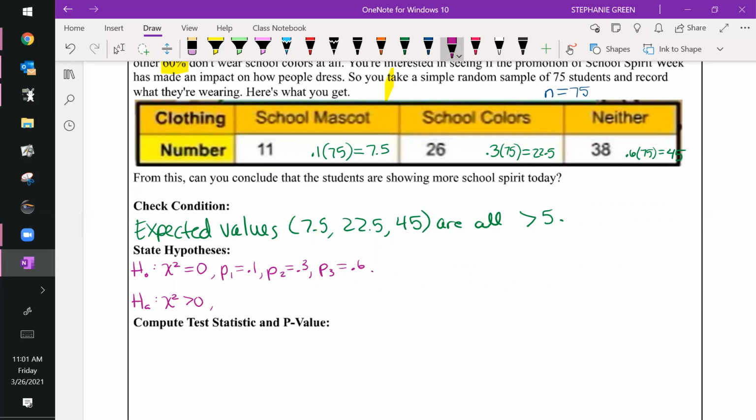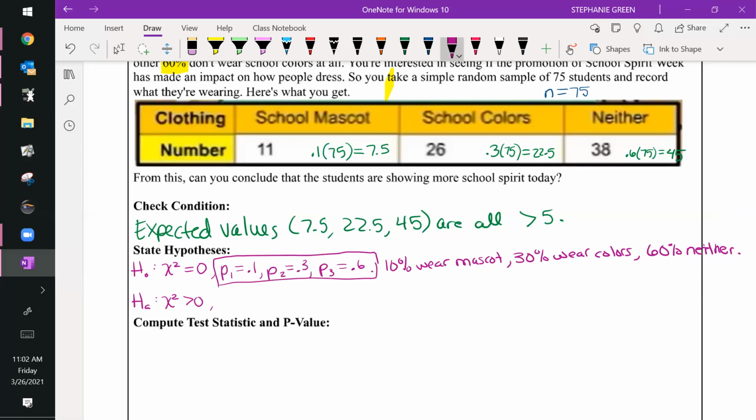Which means in context, 10% wear the mascot, 30% wear school colors, and 60% wear neither. Don't have enough room to really write a full sentence there, so I am kind of abbreviating still. Just for an actual test, I would definitely want a full sentence. Okay, and what are we expecting of our proportions if chi-square is significantly greater than 0? Well, we would be expecting that at least one of these proportions is not true.